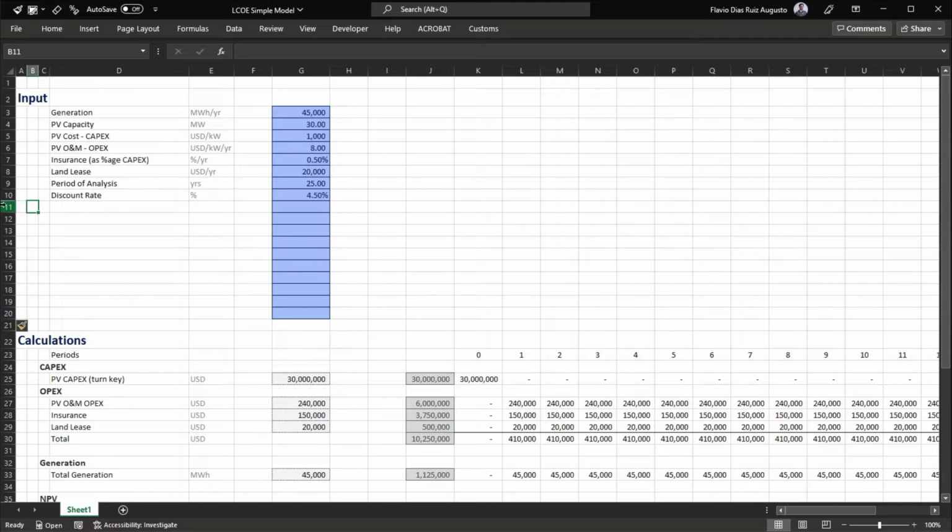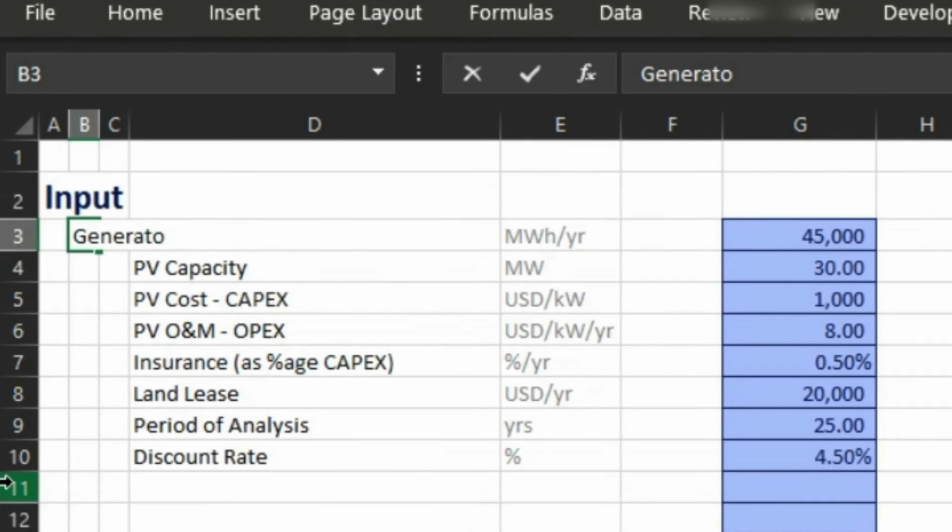So subsections for the input sections, because now we have not only the generation, the capex for the PV, the opex for the PV, and the economic inputs, but we also have now the battery input. So I'm going to break this down into a few subsections. The first one is going to be the generation subsection, and I'm going to add these on column B.